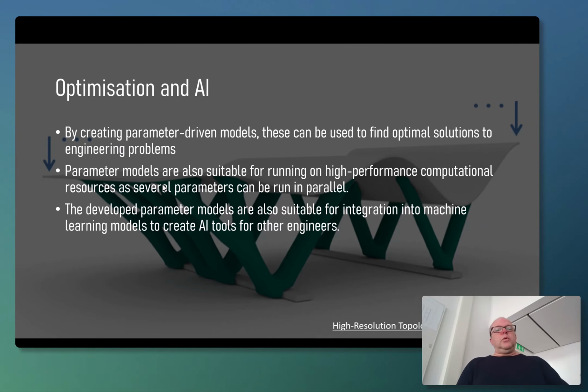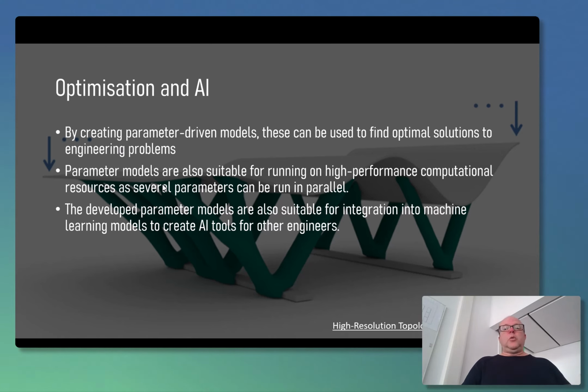And then we come to optimization and AI. Many AI models need to be trained with data. And by having APIs and different applications, you can integrate these engineering tools into both optimizing the structures, but also optimizing AI models. So it's an important tool to combine these together.